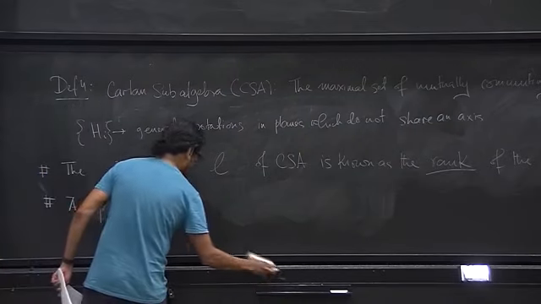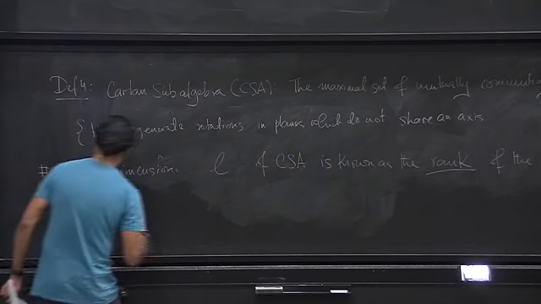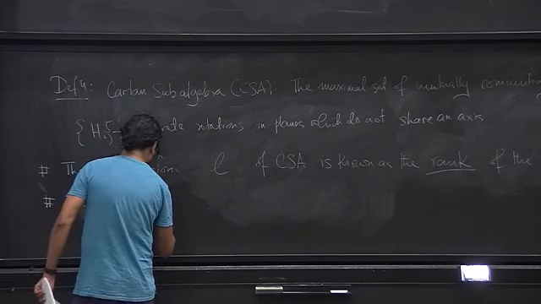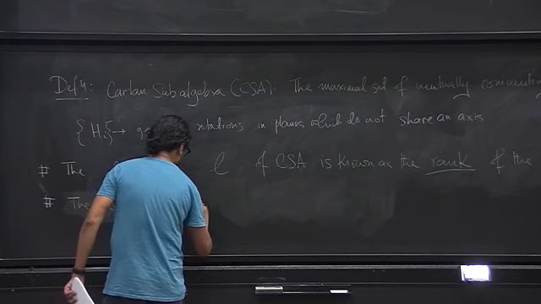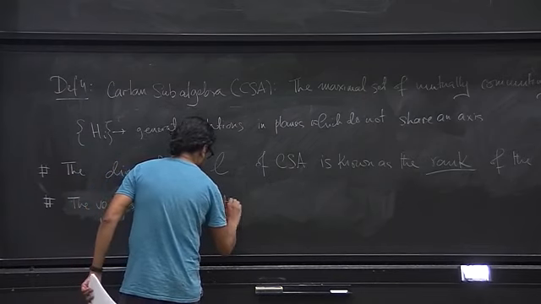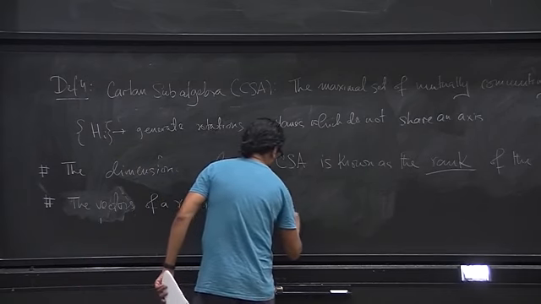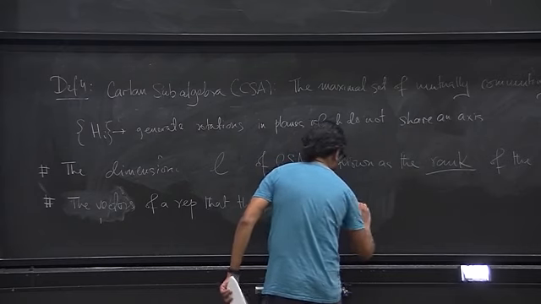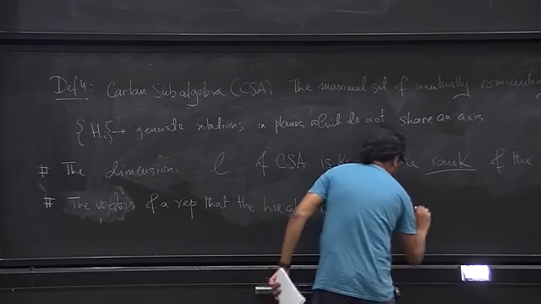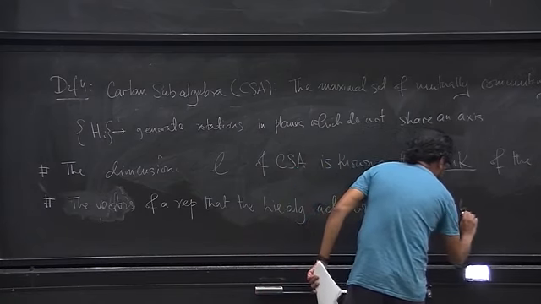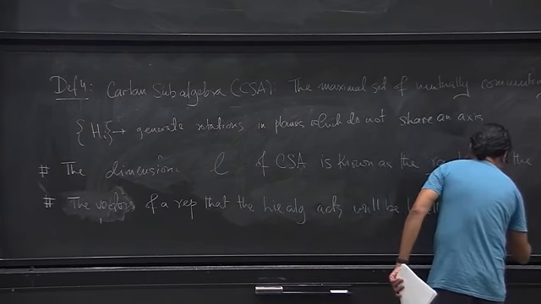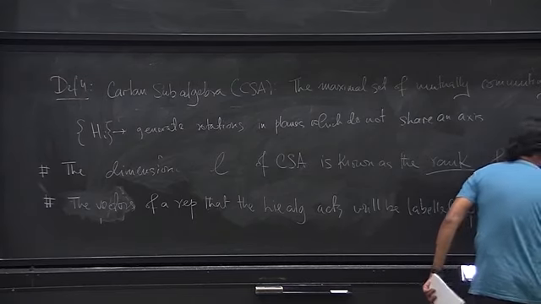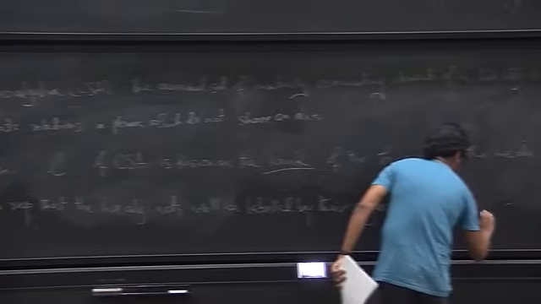The vectors of a representation that the Lie algebra acts on will then be labeled by their eigenvalues of the Cartan subalgebra.